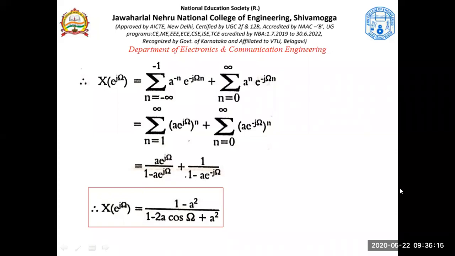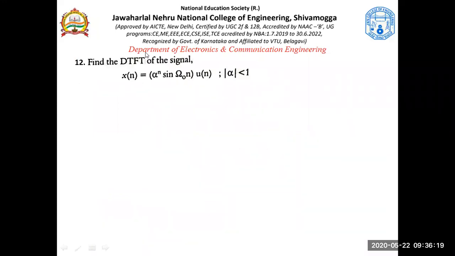Now, let's take another problem, that is to find out the DTFT of this sinusoidal signal, which is again multiplied with alpha power n. So this is alpha power n into the sinusoid. Fine. So let's see how it works out. And what is the range of this signal? The range of this signal is 0 to infinity.